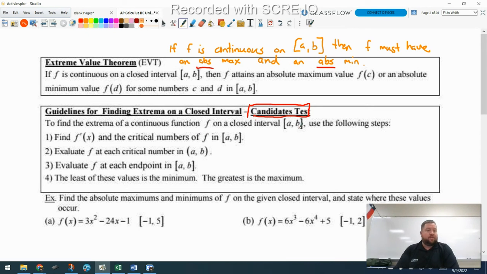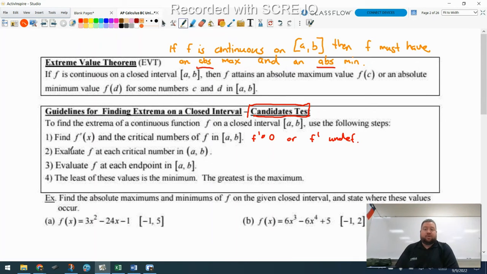Okay, so you will be given a function. They will give you a closed interval for that function. That has to be given to you. This function needs to be a continuous function on that closed interval as well. So once you have all that, you find the derivative and the critical numbers, which remember is where f prime equals 0 or f prime is undefined.